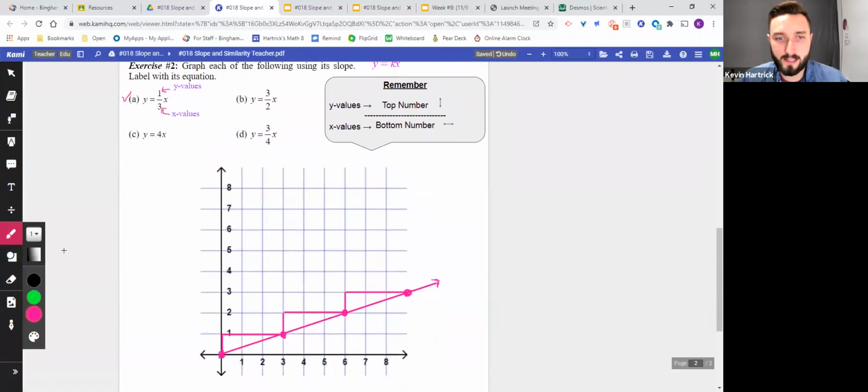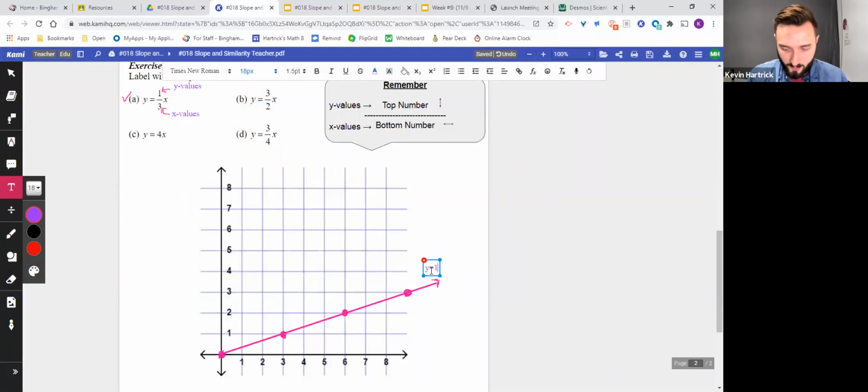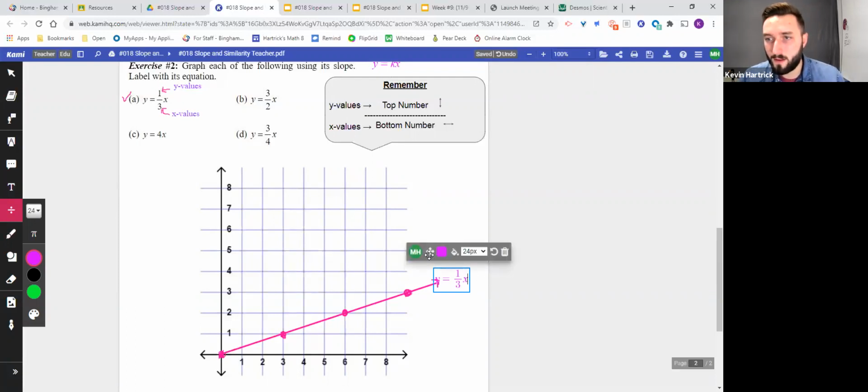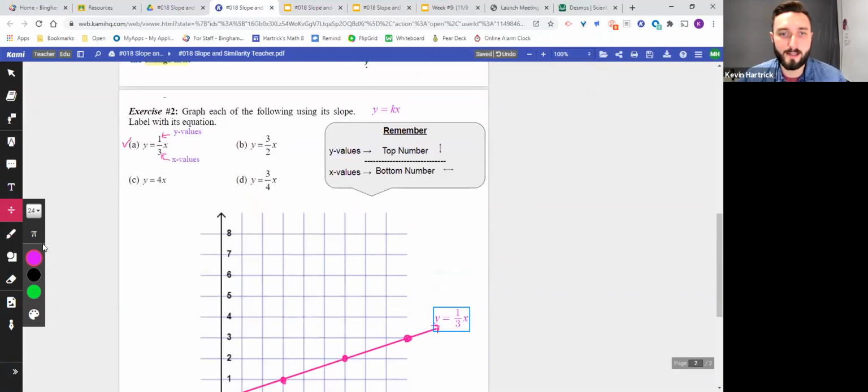All right. So last thing they want you to do is label it. I'm going to get rid of these lines here because I don't need them anymore. They were just sort of my guidelines. And now I'm going to label it. So this was y equals 1/3 x. Actually, I'll put that in an equation because I just like that better. Y equals 1/3 x. We want the x out there. Okay. We got one down. All right, let's look at this next one, C.